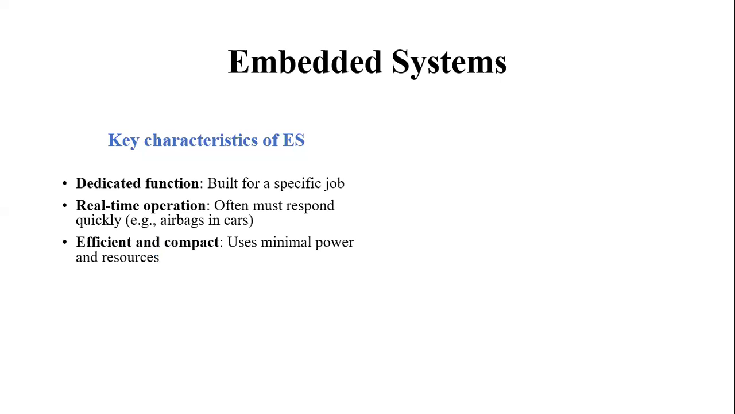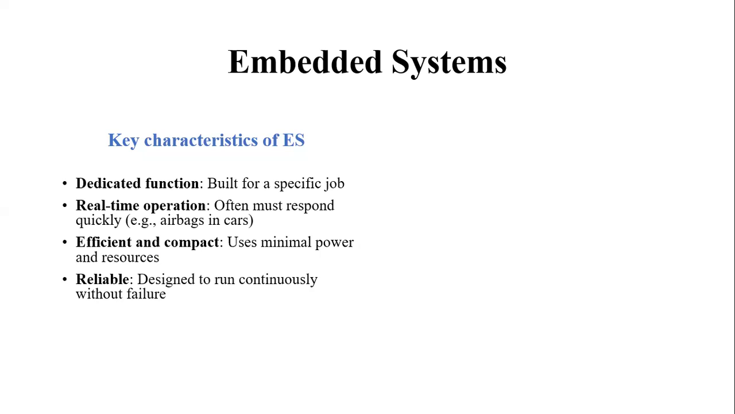The next thing is efficient and compact. You observe that any embedded system requires minimum resources. Compared to other systems, it requires less power and fewer resources, because it is doing a single task. That's why it requires only the minimum.